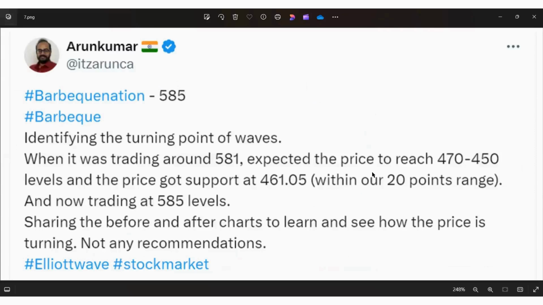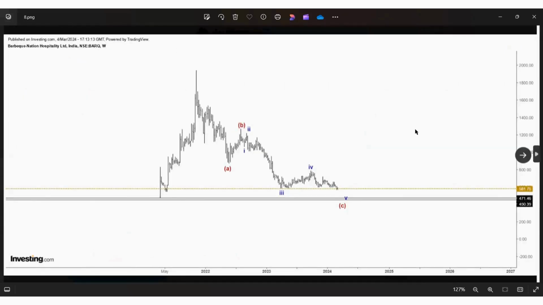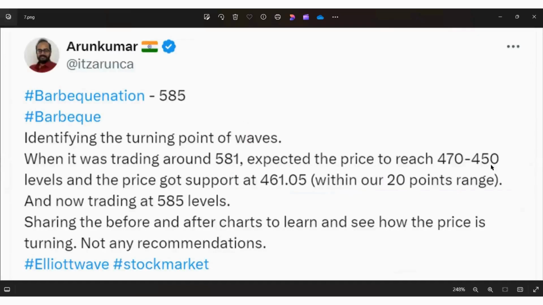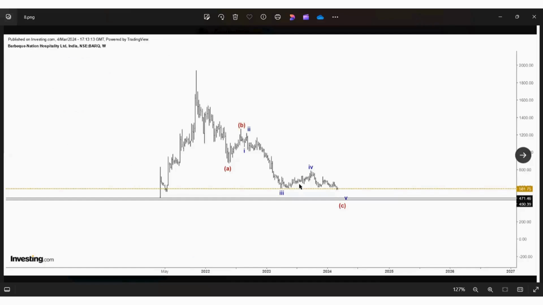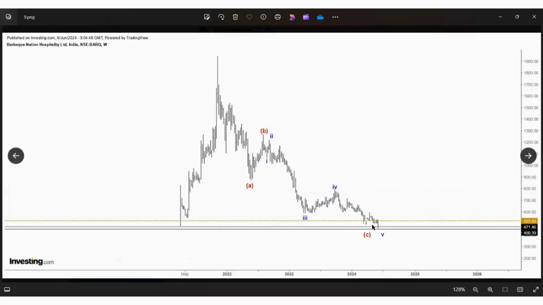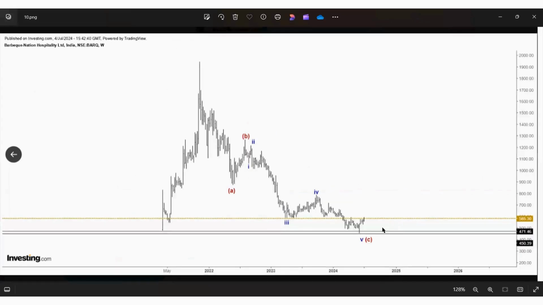And Barbeque Nation, identifying the turning point of waves, that's what it is all about. When it was trading around 581, I expected the price to reach 470 to 450 and the low was 461. This is the chart when it was trading around 581. I expected the price to reach 470 to 450. What happened next? 461.05 is the exact low. The price comes here and turns and started moving higher.